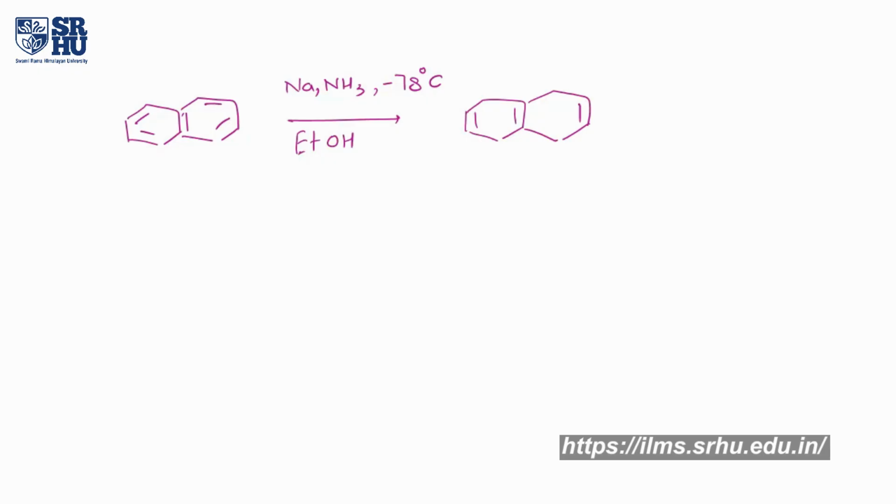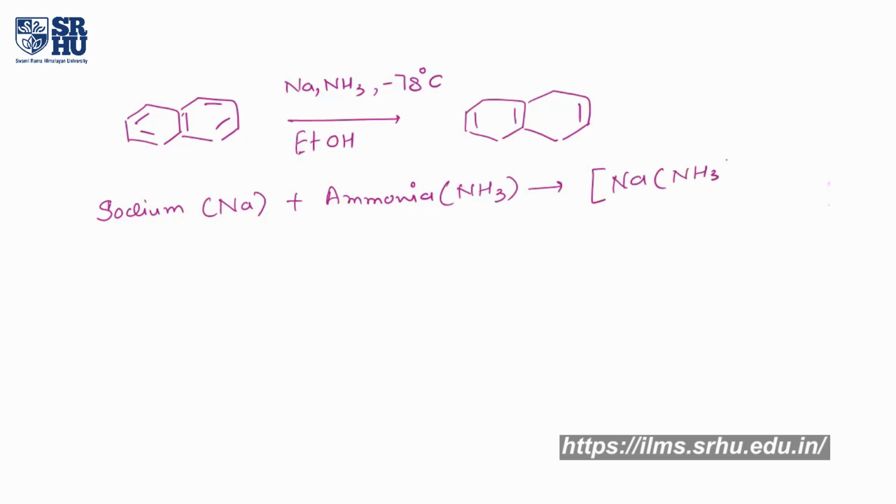Now, how does Birch reduction take place? This is a very interesting process to know. See what happens when we use sodium, which is Na, and dissolve it in ammonia, NH3. Sodium releases its electron and sodium forms a complex with the ammonia. It forms a complex compound. The complex compound can be written as Na(NH3)x, and it releases an electron.